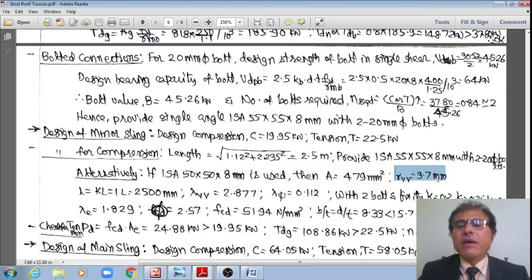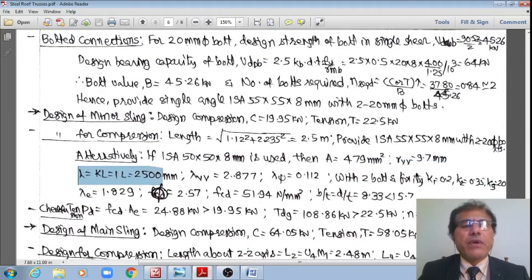9.7 mm. Assuming at least it is connected by means of two bolts, and because this is a discontinuous member, k for discontinuous members is equal to 1. If it is continuous, then 0.7 to 1 will come into the picture, depending on the fixity.